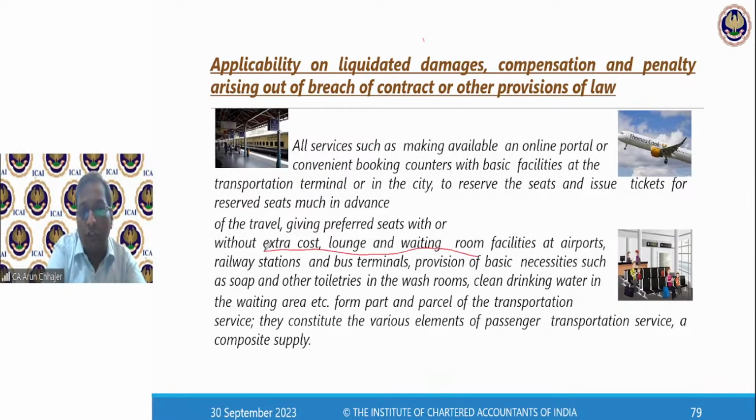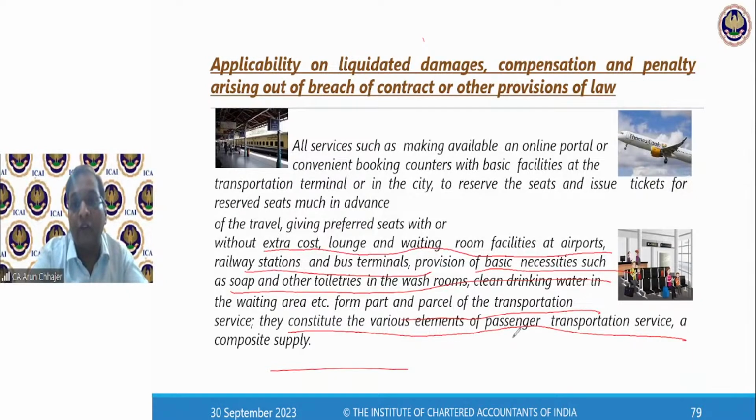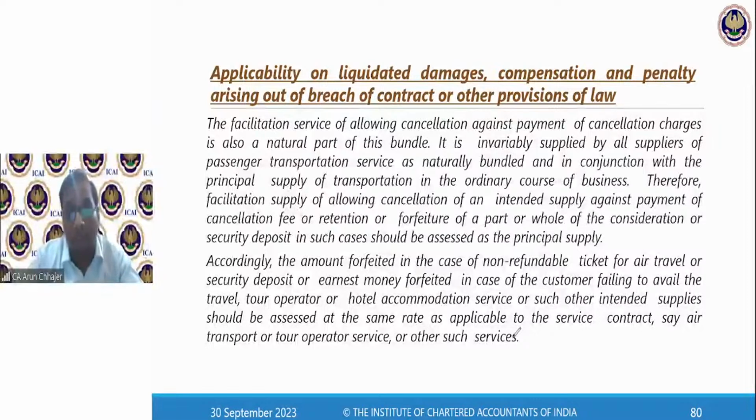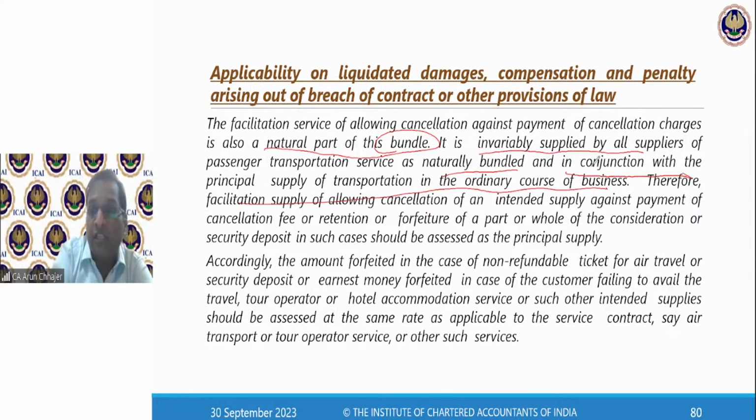Would extra cost launch, waiting room at airport, railway station, bus terminal, provision of the basic amenities, etc. They constitute the various elements of the passenger transportation service and therefore form part of the composite supply. The facility of allowing cancellation against the cancellation charges will also be naturally bundled. It is invariably supplied by all the suppliers of the passenger transportation service and therefore it is naturally bundled in conjunction with each principal supply, the transportation, in the ordinary course of business.